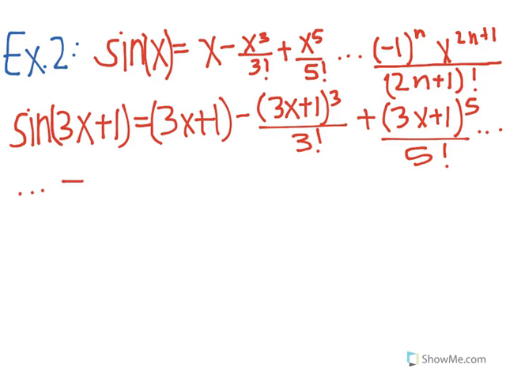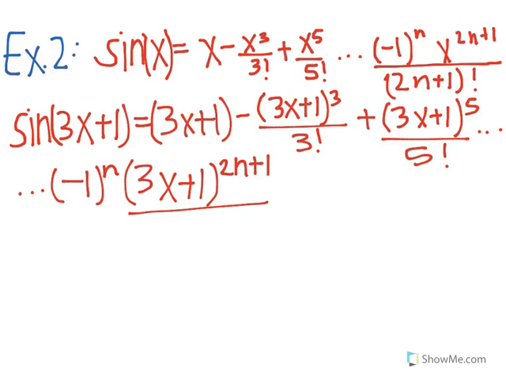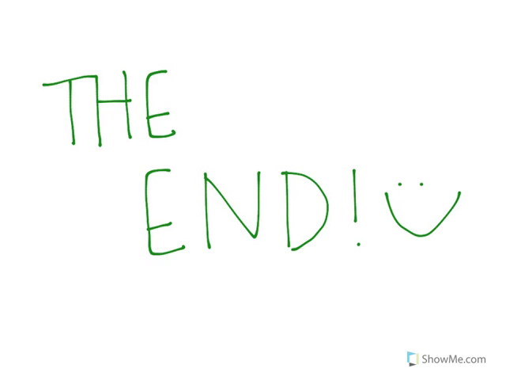and then the general term would become negative 1 to the n times (3x plus 1) to the 2n plus 1 over 2n plus 1 factorial. In conclusion, Maclaurin series are basically common series, and if you memorize the common ones from a few pages ago, you should be good on when you build them.